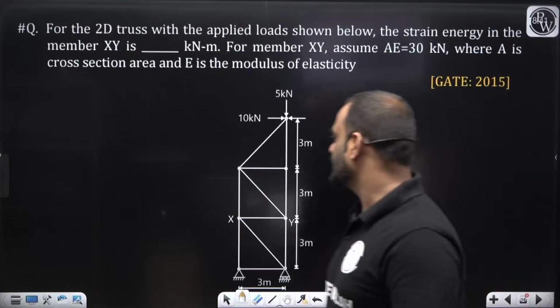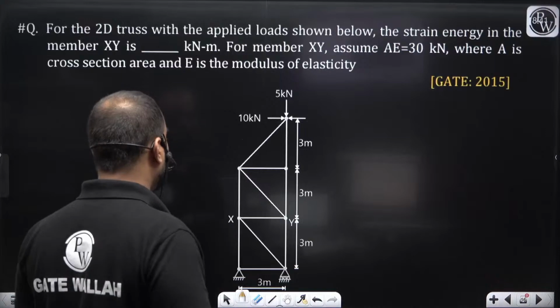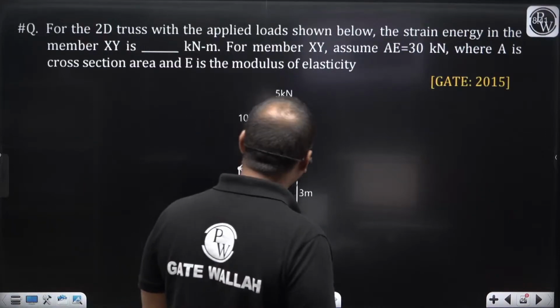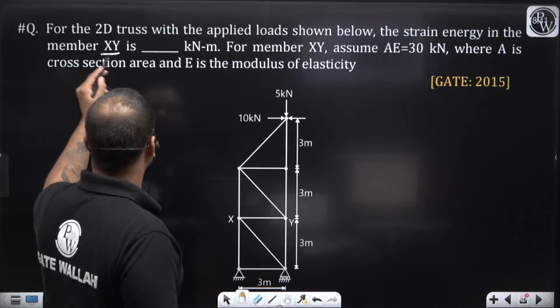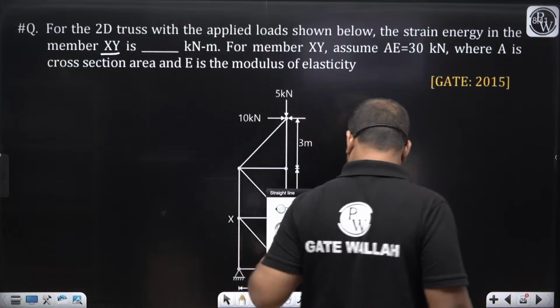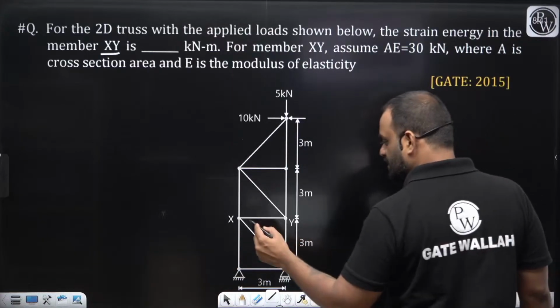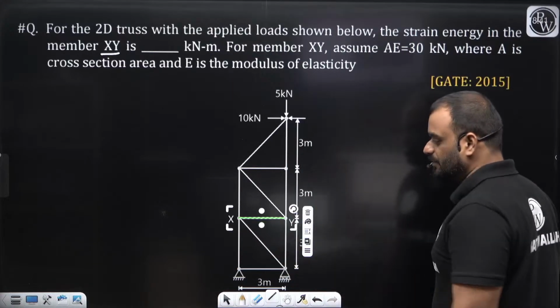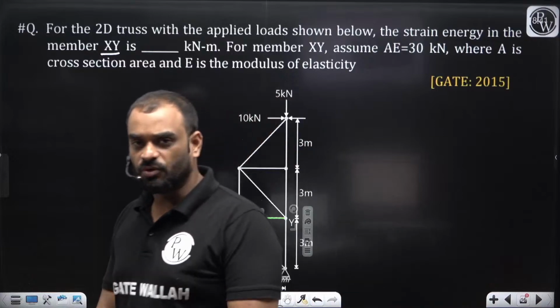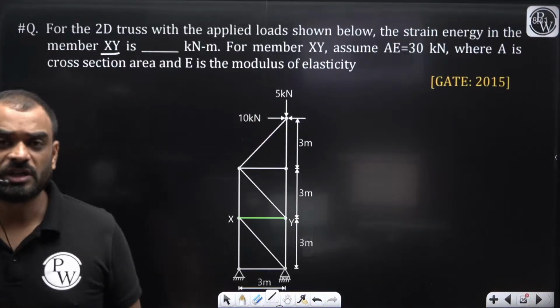Next question, GATE 2015. You need to find out the strain energy in member XY. Do it, guys, quickly. I am giving you 1 or 2 minutes. 2 minutes is more than enough. You can solve this particular problem.